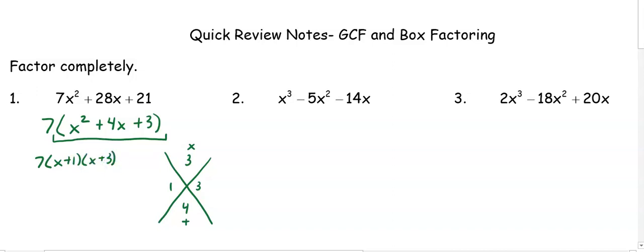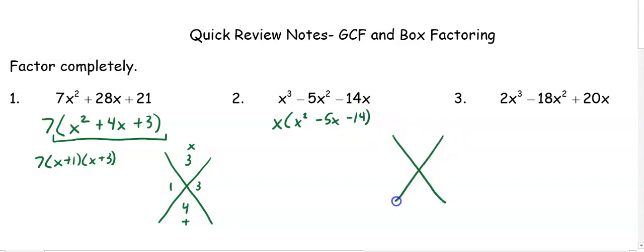In number 2, we have x cubed minus 5x squared minus 14. Again, that's not what we want because we want an x squared by itself. So notice that each term has an x, so we need to decrease it by 1 by taking out a GCF of x. So we'd be left with x squared minus 5x minus 14.